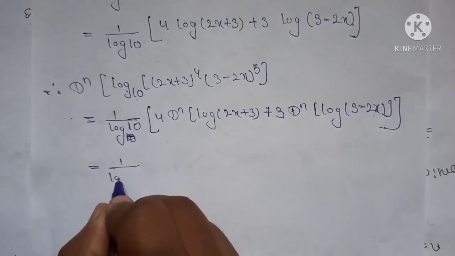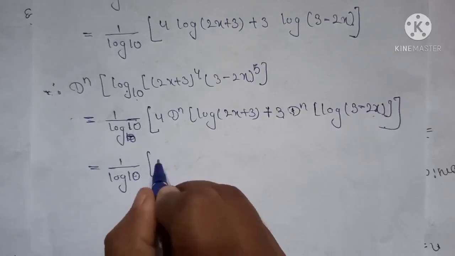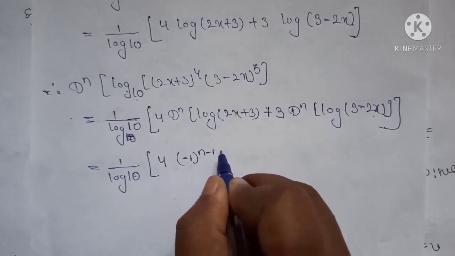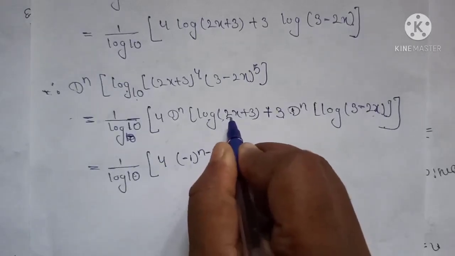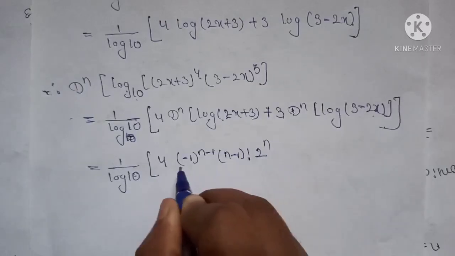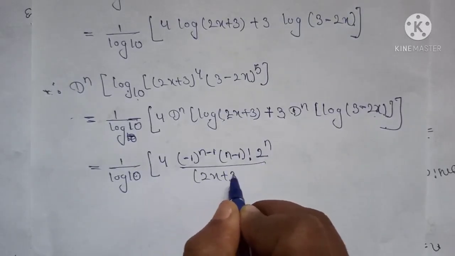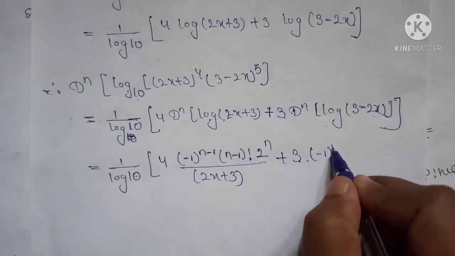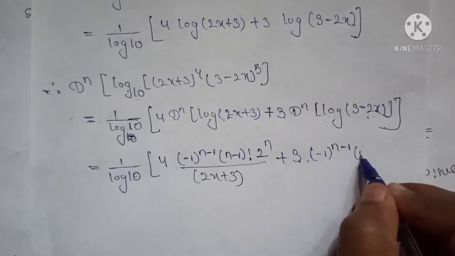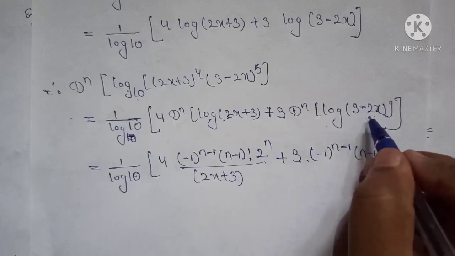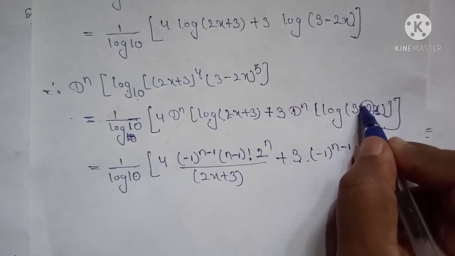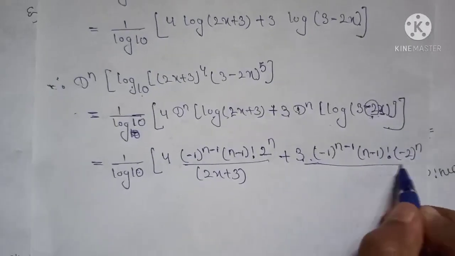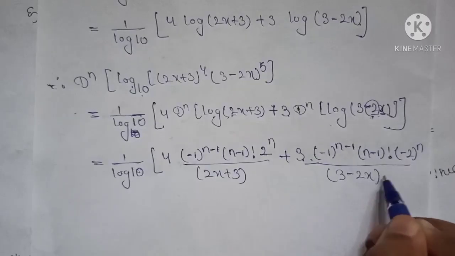1 by log 10 as it is, so 4 is constant. Applying the formula here we get minus 1 raised to n minus 1, (n minus 1) factorial, a value is equal to 2, so 2 raised to n divided by (2x + 3) raised to n. Then the constant, here minus 1 raised to n minus 1 factorial. Here the coefficient of x is minus 2. So therefore (minus 2) raised to n divided by (3 minus 2x) raised to n.